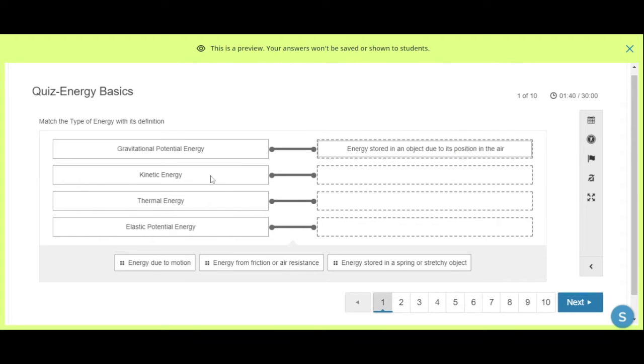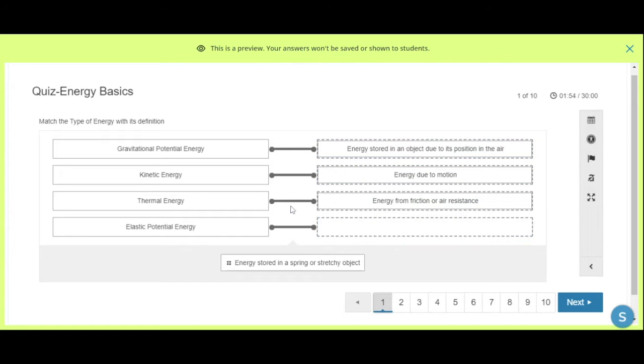The next one is kinetic energy. Kinetic means motion, so this is going to be the energy due to motion. Next, we have thermal energy, and thermal energy is energy that results from friction or air resistance. We can see it with cars, right? As cars drive, if we were to stop very quickly, sometimes if you look behind you, you'll notice that there's smoke coming from your tires because the friction is generating thermal energy.